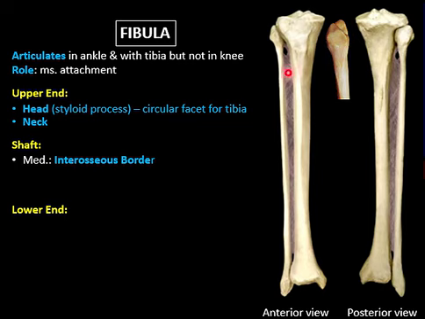Regarding the shaft, it has an interosseous border connected to the interosseous border of the tibia by an interosseous membrane. Anteriorly, there is an anterior border that splits below, making a triangular subcutaneous area. May not be apparent in this picture.